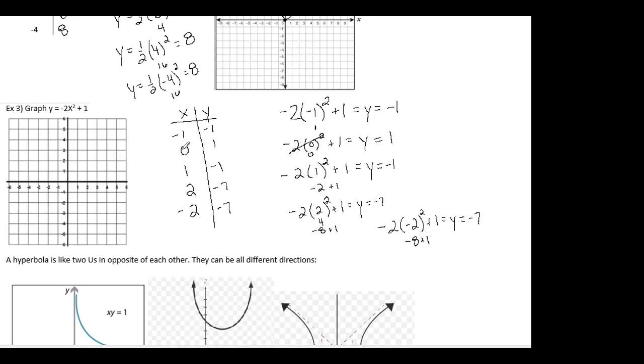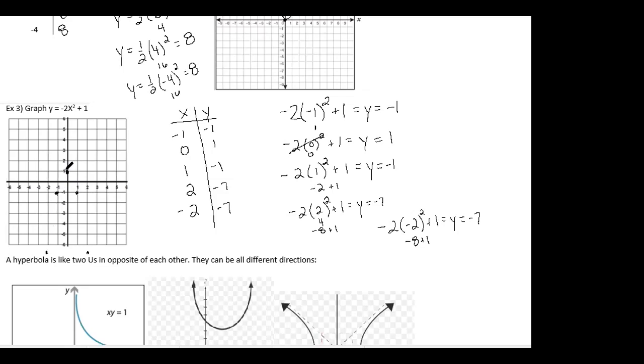So I'm going to start by plotting 0, 1. So no x, but a +1 for y. If x is -1, I get -1 for y. If x is +1, I get -1 for y. If x is +2, I get -7. And if x is -2, I get -7.